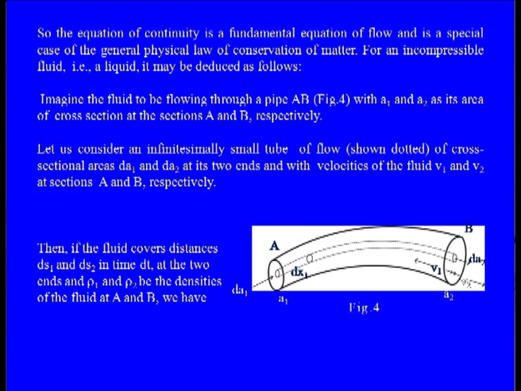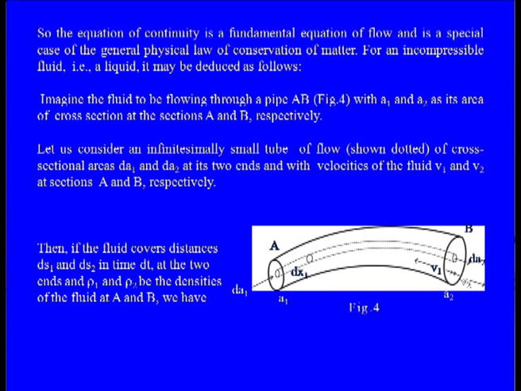So, the equation of continuity is a fundamental equation of flow and is a special case of general physical law of conservation of matter. For an incompressible fluid, that means it is a liquid, it may be deduced as follows. Let us take some figure 4. So, imagine the fluid to be flowing through a pipe AB, where small A1 and small A2 denote its area of cross section at the section A and B respectively.